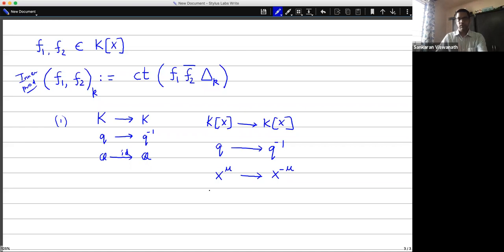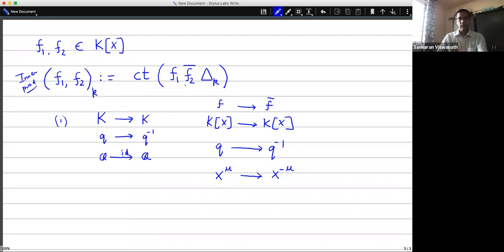This is called the bar. It is the map which sends each f to f bar. A typical f is a linear combination of the x to the mu's with coefficients coming from K. I map the coefficients to their bars, which is just replacing q by q inverse, and I map the x to the mu's to x to the minus mu. This is the definition of the involution bar on K_x. This is an algebra involution. So I take f1 times f2 bar, multiplied by this delta sub k.